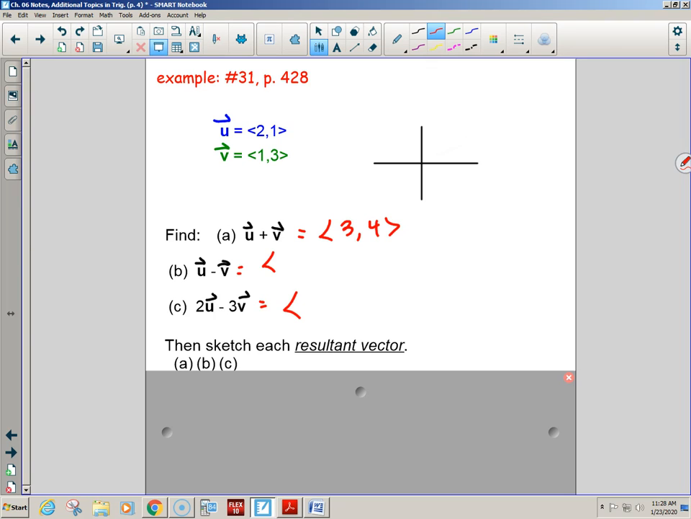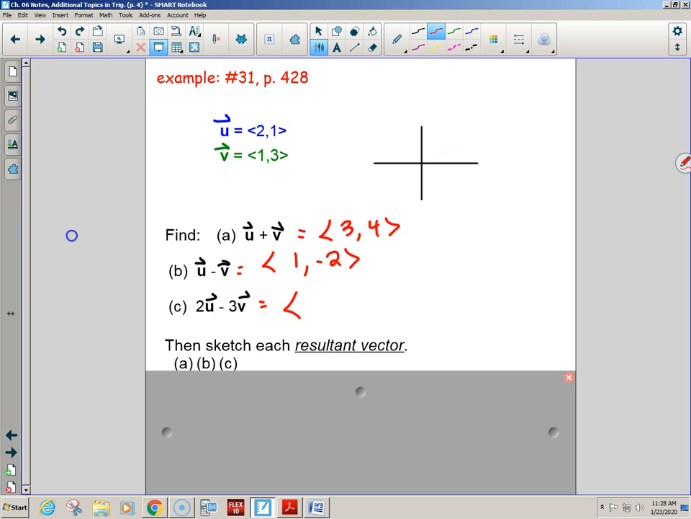Okay, I added them. One, negative 1, 2 minus 1, and negative 2, right? And then, to do that, shouldn't you maybe double the u? I'm very confused. Wait, you're confused by the numbers? Okay, hold on. If I add u plus v, what's 2 plus 1? 3. What's 1 plus 3?